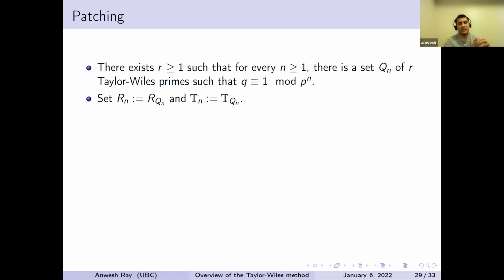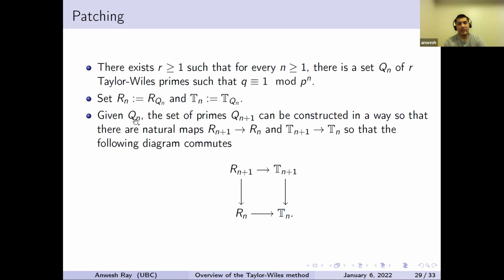So we can construct this special set of Taylor-Wiles primes, which are all of the form 1 mod p^n, all of which contain r elements for this fixed r. We let R_n be the deformation ring associated to Q_n, and let T_n be the Hecke algebra associated to Q_n by the recipe specified before. Now, given Q_n, we can construct Q_{n+1} in such a way that there are some maps from R_{n+1} to R_n and T_{n+1} to T_n.